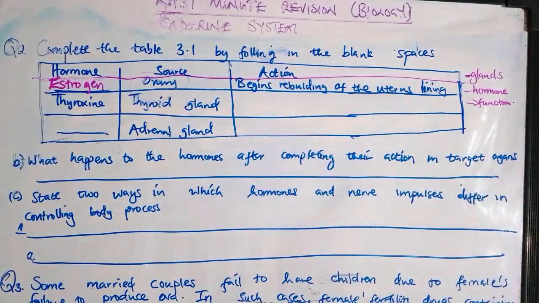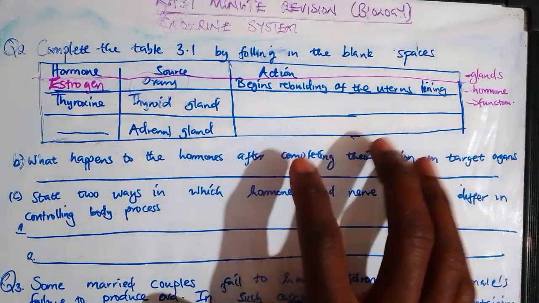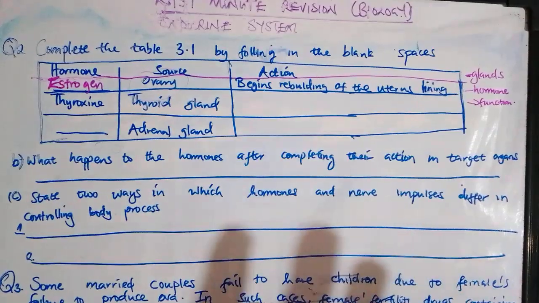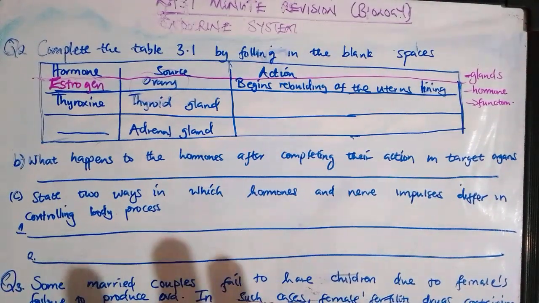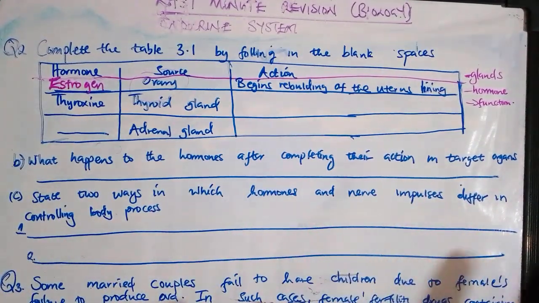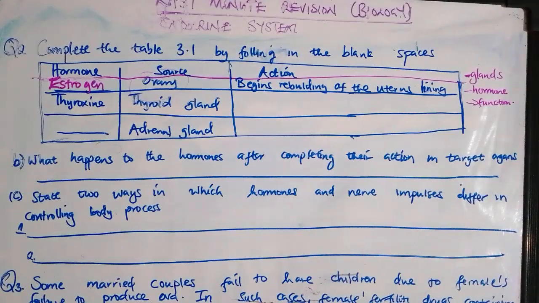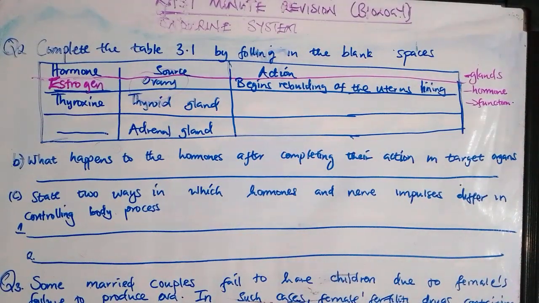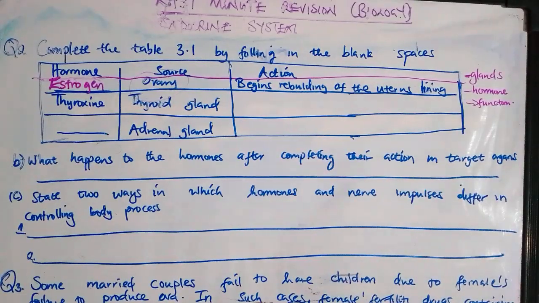So estrogen is responsible for the rebuilding of the uterus wall, and the shedding of the uterus wall is the responsibility of what? Progesterone. So progesterone is responsible for the shedding of the uterus. Estrogen is responsible for the building of the lining.